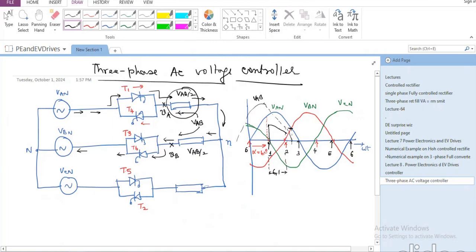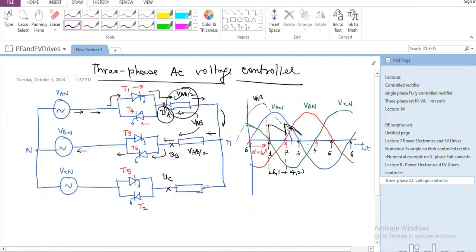And once 2 is fired, I'm going to have again 1 and 2 conducting simultaneously. So this will be VA and this will be VC. So it will be VAC divided by 2. So this is how the voltage will be. So whenever only 2 devices are conducting, I'm going to have half of the line voltage coming up across every phase of the load. If I'm talking about A phase load, it will be VAB divided by 2 initially for the first 60 degrees, then VAC divided by 2 when 1 and 2 are conducting together.